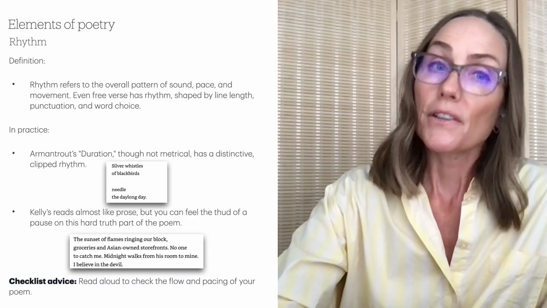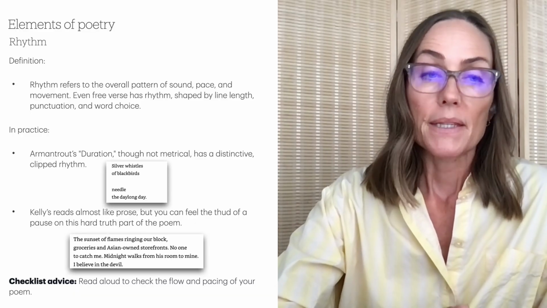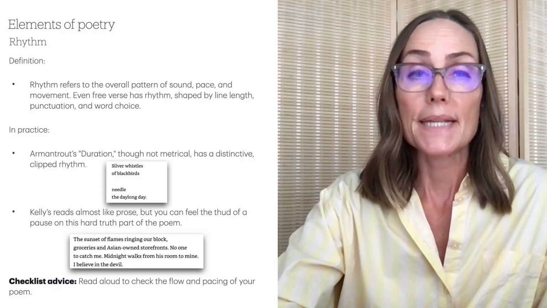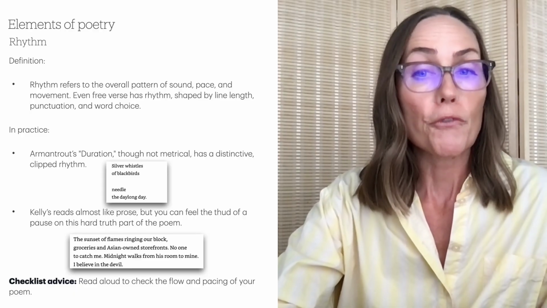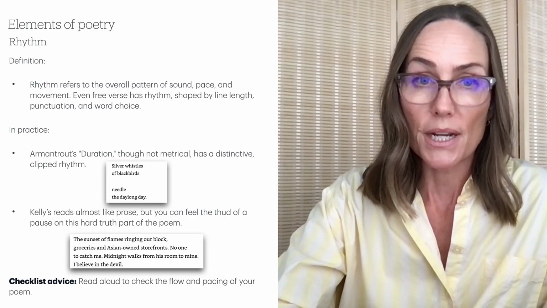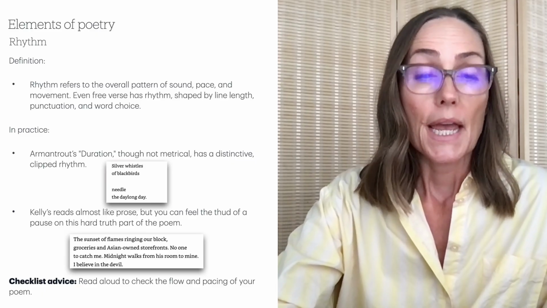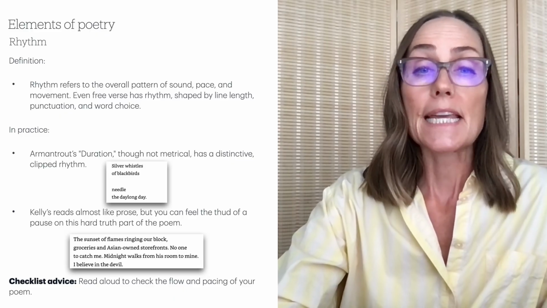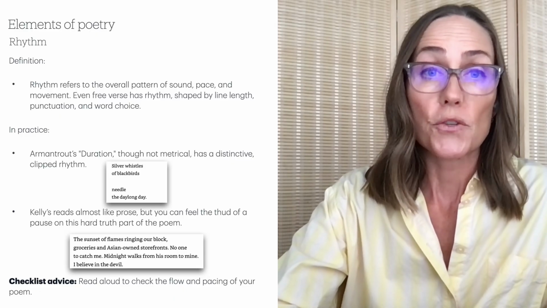All right, very closely related to meter is rhythm. The definition of rhythm refers to the overall pattern of sound, pace, and movement. Even free verse has rhythm. It's shaped by line length, punctuation, and word choice. In Armentrout's poem, though not metrical, we see a distinctive clipped rhythm.